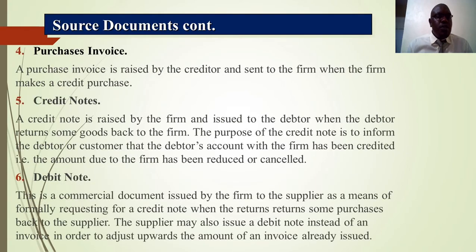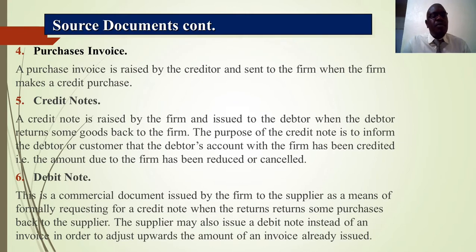Another document which provides information to the accounting system is a purchases invoice. So purchases invoices are documents which we receive as proof that we have bought goods on credit. So purchases invoices are not prepared by the business, but rather they are prepared by the suppliers.